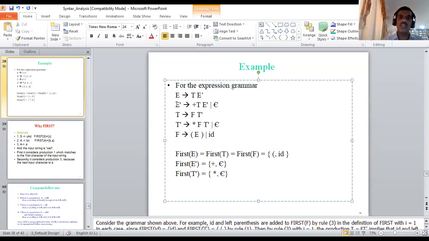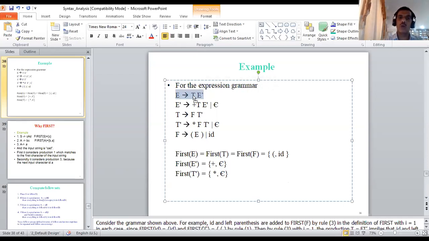So why has E dash come here? Why has it come? Any of you? We have removed left recursion. Very good. We have removed left recursion. After removing the left recursion, you are supposed to find the first and follow. Understood? Now, if I consider this E tends to TE dash, what is my first?